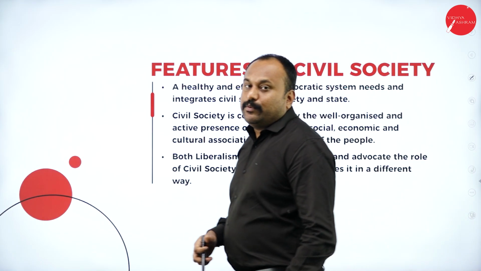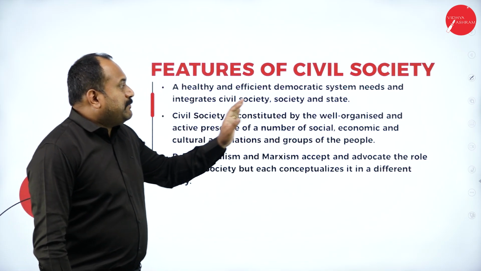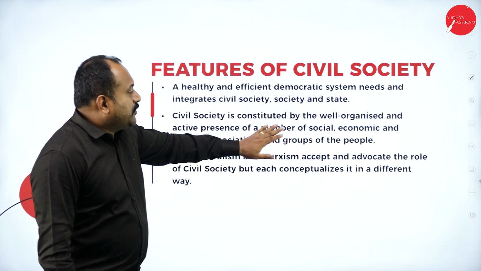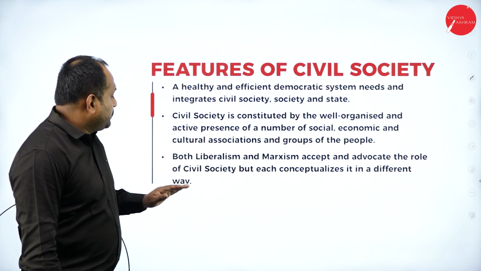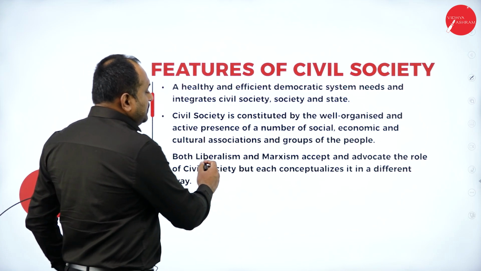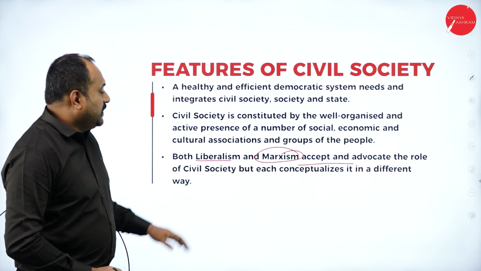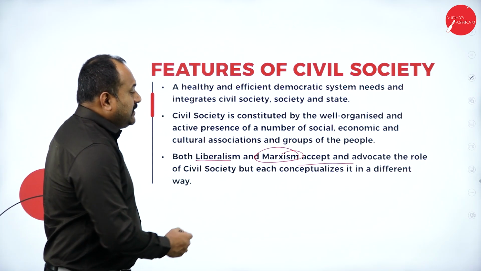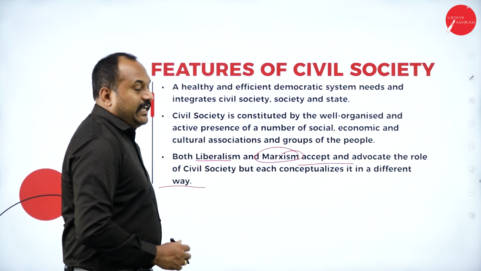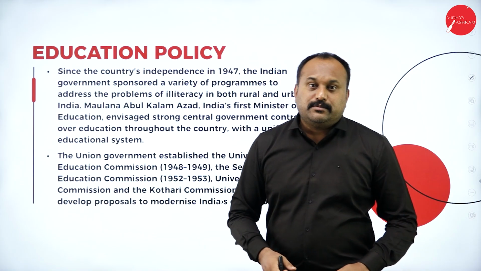Features: now when we go with these features of civil society, it is a democratic system constituted by a well organized and active presence. Both liberalism and Marxism accept and advocate the role of civil society, but each conceptualizes it in a different way. They are always for the public. That is what they are.